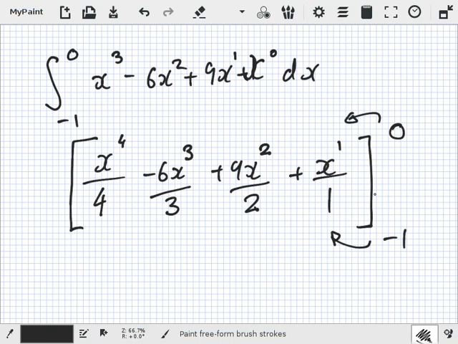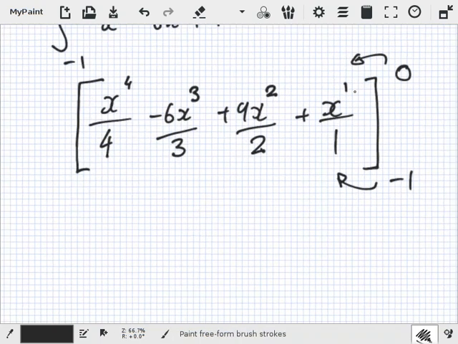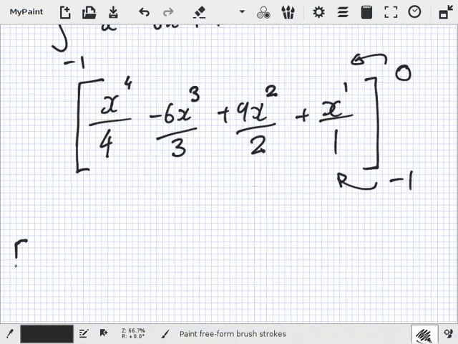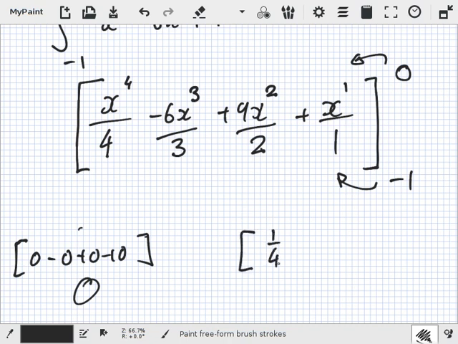No. Subtract. So we put in the 0 first, and we'll get 0, 0, 0, 0. So all 0. Then we put in the minus 1. You can do this on the calculator. I think you'll get 1 over 4 plus, this will be a 2, this will be 9 over 2, and this will be a minus 1. We are subtracting 0. It's going to be 0 minus whatever this number is.